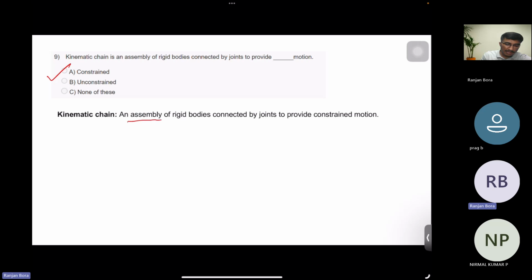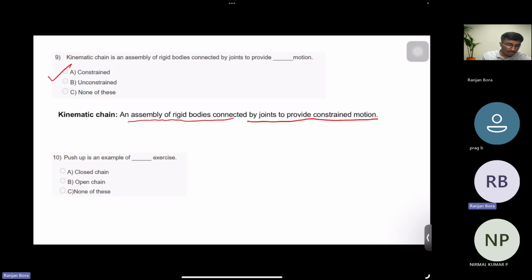So kinematic chain is an assembly of rigid bodies connected by joints to provide constrained motion. I have discussed more about kinematic chain in my last video, so you can watch that video if you have missed it. Next question, push-up is an example of, yeah, closed chain.